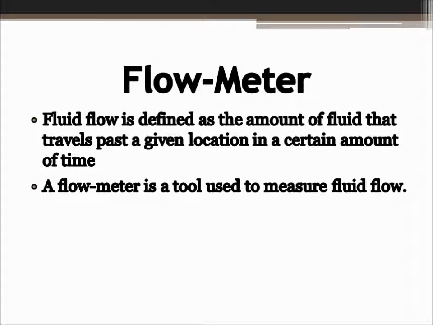The flow meter. Fluid flow is defined as the amount of fluid that travels past a given location in a certain amount of time. A flow meter is a tool used to measure fluid flow. This is something that uses the slope-intercept form quite often.